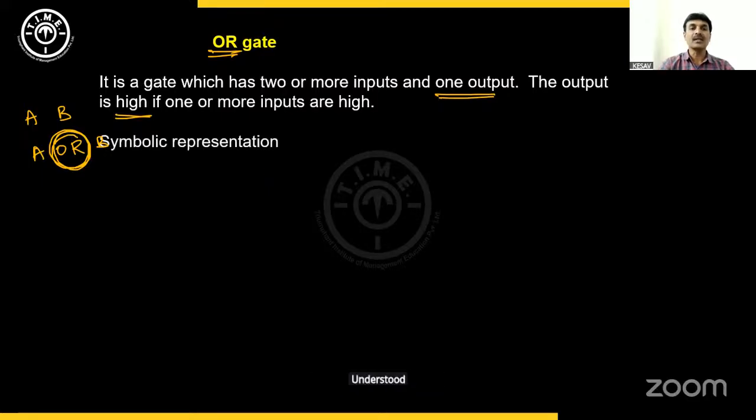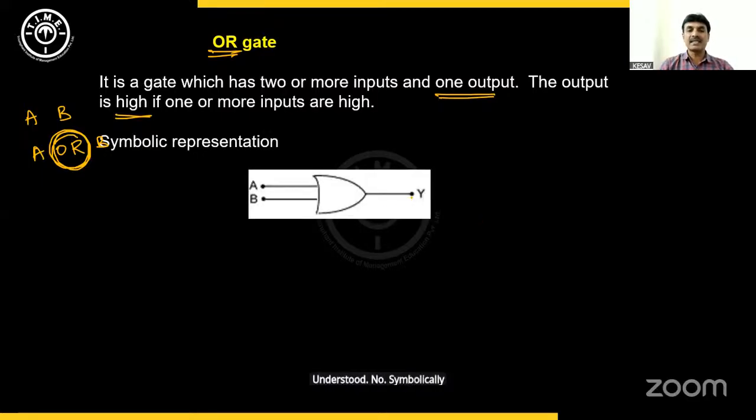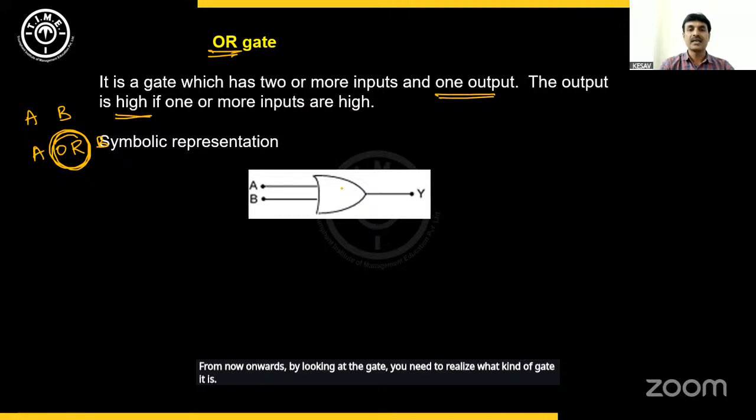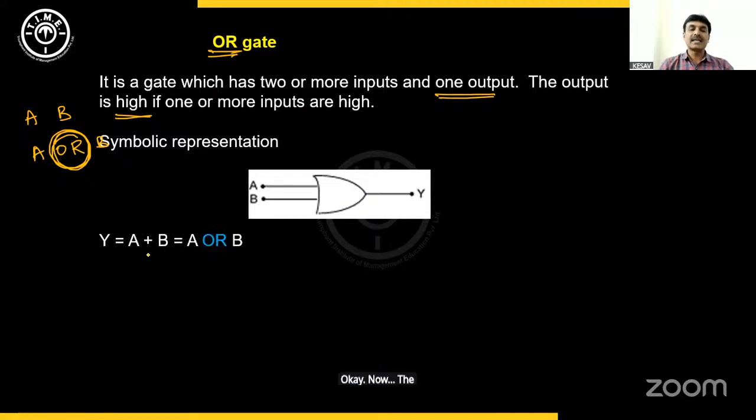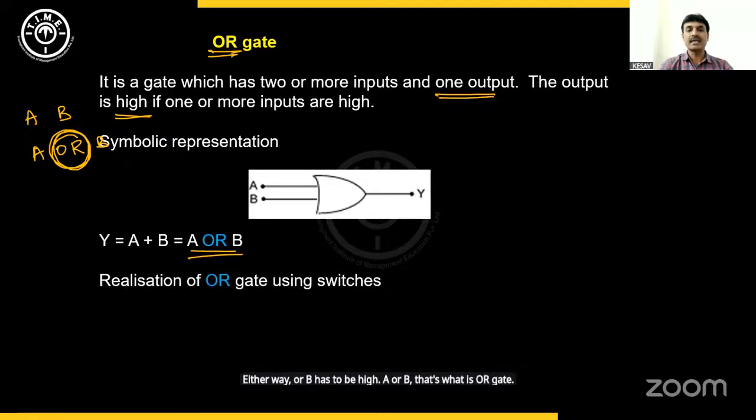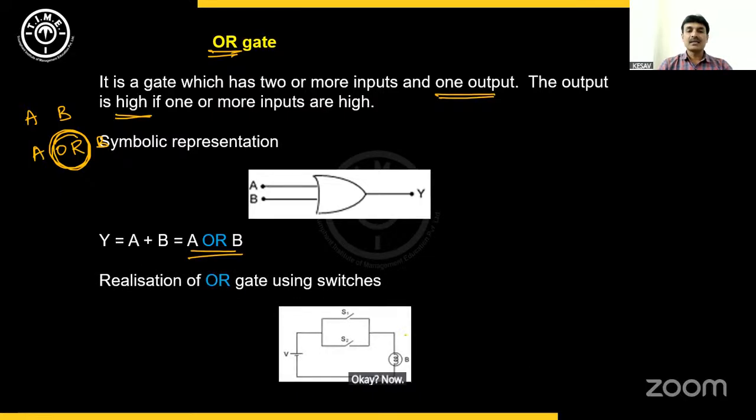Understood? Now, symbolically it is represented like this. This is the symbolic representation of the OR gate. From now onwards, by looking at the gate, you need to realize what kind of gate it is. Okay. Now, the logic relation here is A plus B, or A or B. To get a high output, either A or B has to be high. A or B. That's what an OR gate is. Okay. Now, observe this circuit. This itself tells you what OR logic is.